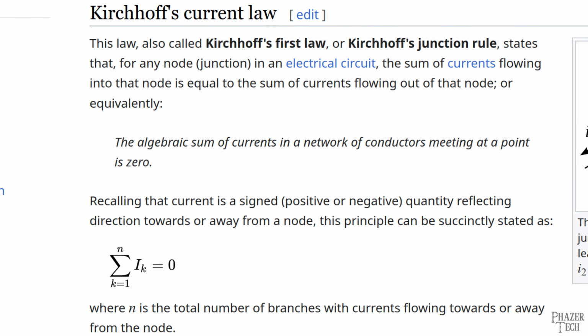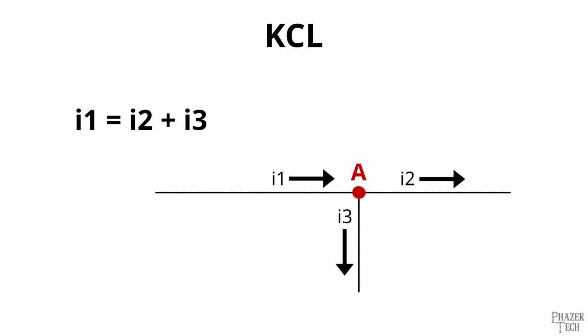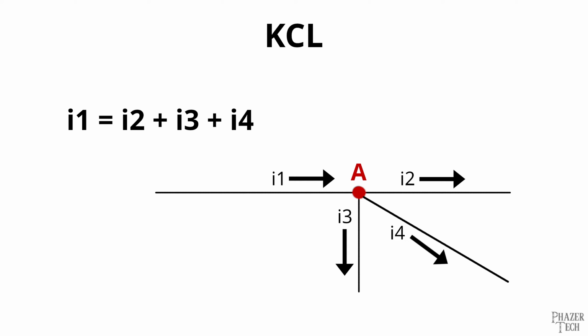In a nutshell, KCL states that the algebraic sum of currents in a network of conductors meeting at a point is zero. So if we look at the current flowing through this point that's labeled A, this means that the sum of the two currents leaving this point must equal the current that's flowing into it. Now, if we looked at a different point that's being split into three paths instead of two, then the sum of these three currents leaving the point must equal the current that's entering it.